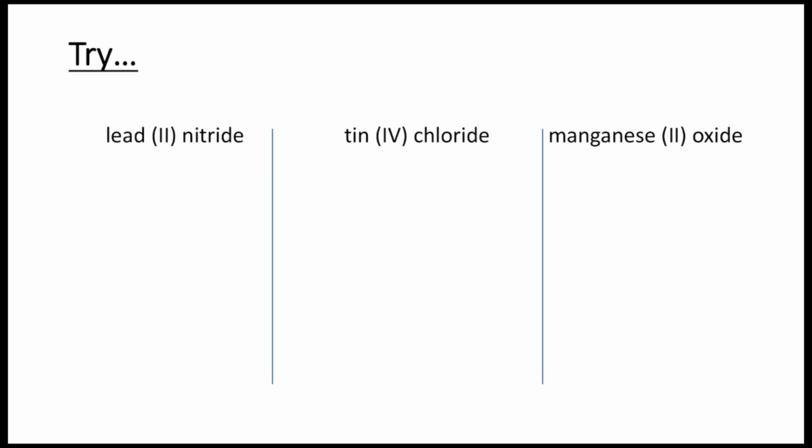Okay, so starting off with our first example of lead 2 nitride. Lead is Pb, and the Roman numeral tells us that it is 2 plus. And then nitrogen is N, which has a charge on the periodic table of 3 minus. So we're going to bring the 3 down, bring the 2 down to the subscript position. So you'll have lead 3, nitrogen, which has a subscript of 2. So Pb3N2. Tin 4 chloride, I'm just going to skip to the answer.